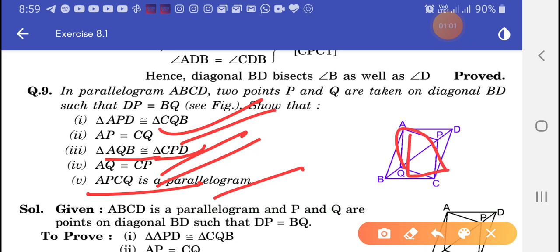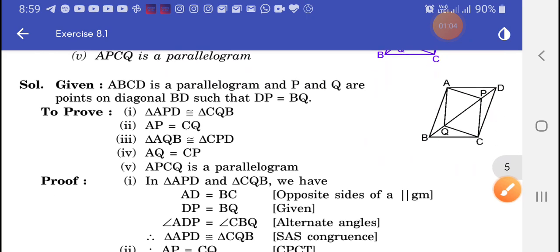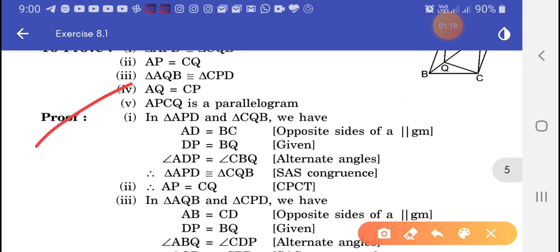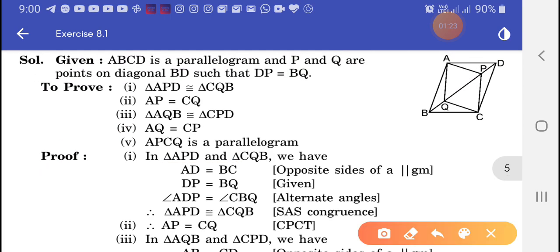ACPQ is a parallelogram. Now, first of all, given ABCD is a parallelogram, P and Q are points on diagonal BD such that DP equal to BQ. First part we have to prove, and now proof: in triangle APD and CQB, we have AD equal to BC, opposite sides of a parallelogram are equal.